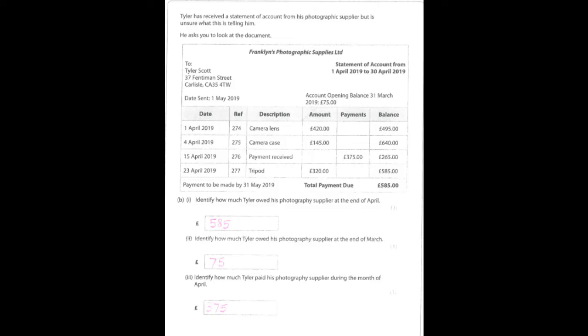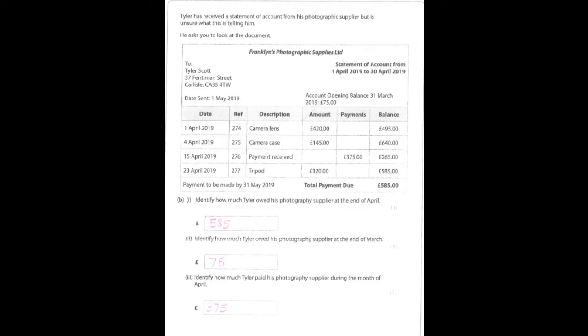And then, of course, it says, how much did Tyler pay his photography supplier during the month of April? And again, that's there to try and catch you out. Think about it, it's asking you how much he actually paid. So you need to follow the payments column down, and you can see that the payment he made to his supplier was £375. So as a result of that, he lowered his bill down to there, and then obviously he ordered a new tripod and it's gone back up again. But there's the answer to the question. £375 was the amount that he actually paid.